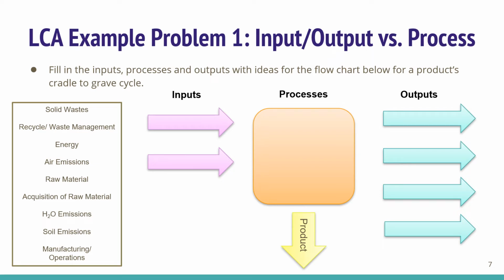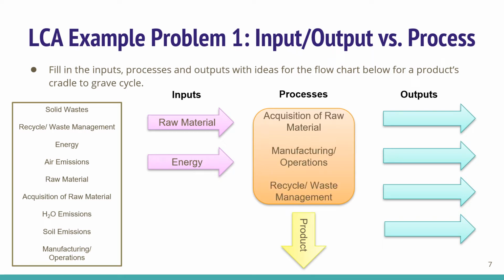Okay, so now I'm going to display the answers. So the first input would be raw material. The second would be energy. The processes that occur would be acquisition of raw material, manufacturing/operations, and recycle and waste management. The outputs would be air emissions, water emissions, soil emissions, and solid waste.